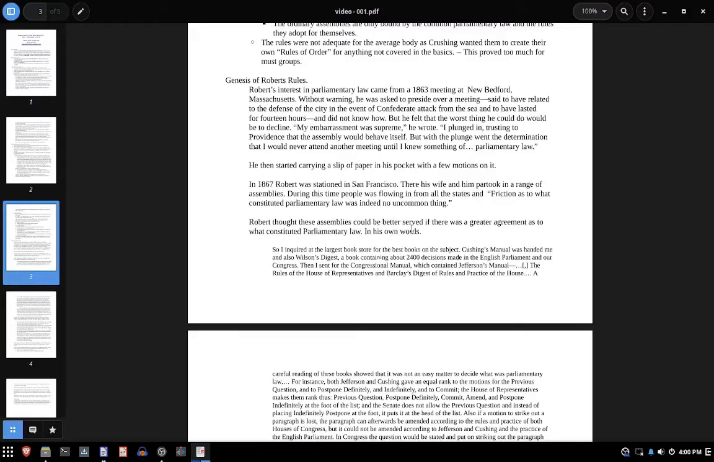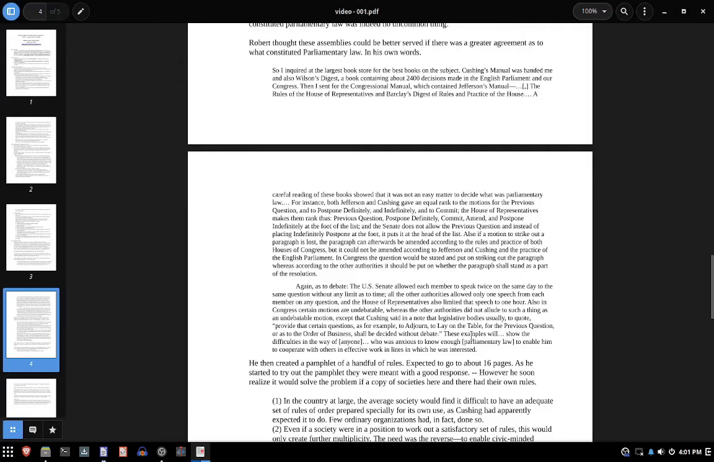Now, Robert thought that assemblies would be better served if we had a better agreement as to what constituted parliamentary law. In his own words, "So I inquired at the largest bookstore for the best books on the subject. Cushing's manual was handed me, and also Wilson's Digest, a book containing about 2,400 decisions made in the English Parliament and our Congress. Then I sent for the Congressional Manual, which contained Jefferson's Manual, the Rules of the House of Representatives, and Barclay's Digest of Rules and Practices of the House.